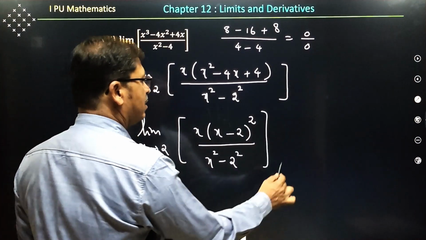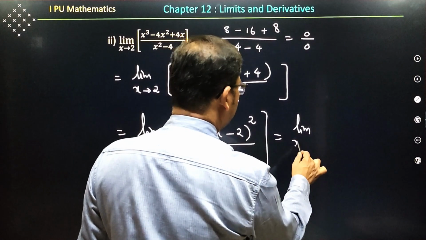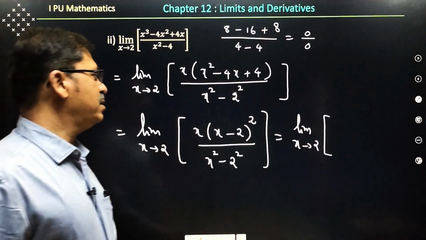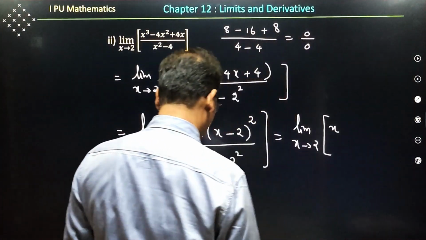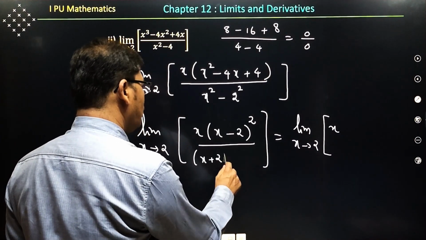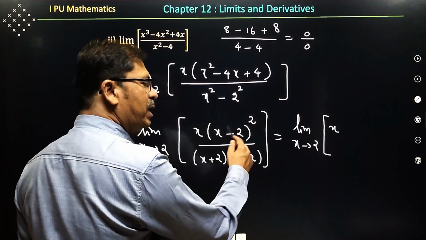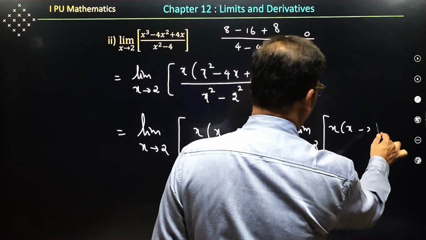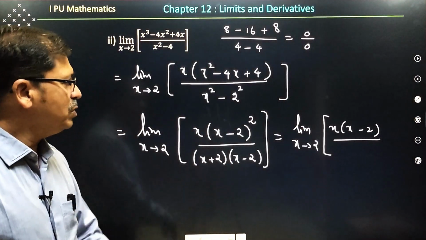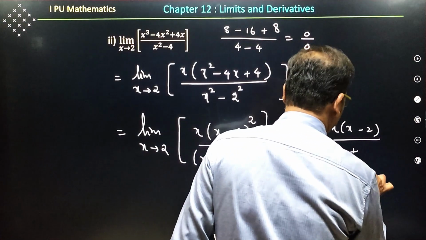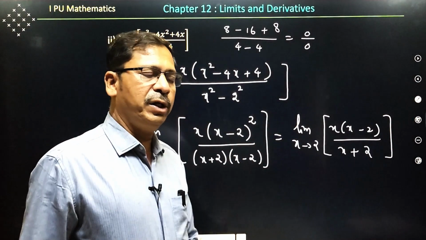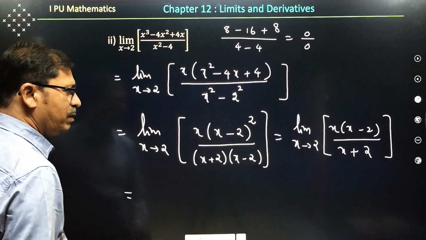Now you factorize this. This is equal to limit x tends to 2, x you write as it is, and then here only one step changes. This one you can write as x plus 2 into x minus 2. At this stage, one of the x minus 2 cancels, x into bracket x minus 2 only. Then x plus 2 is there in the denominator. Now if you put x equal to 2, it is not going to take 0 by 0 form. Direct evaluation is possible at this step.